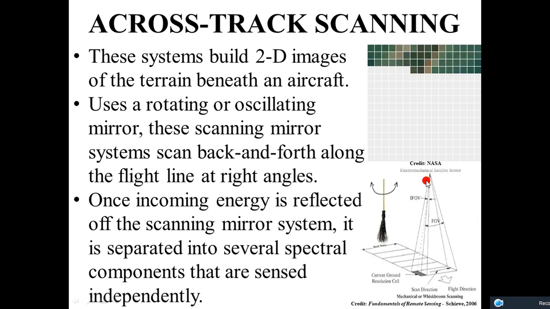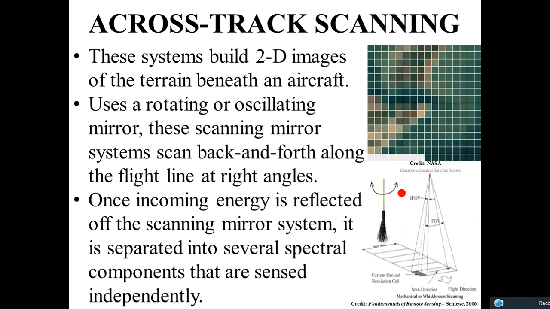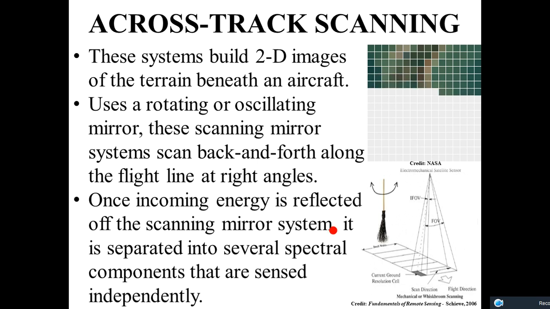So here is the oscillating mirror. These are the scanning mirror systems, which scan back and forth along the flight line at right angles. This is very effectively shown in R.P. Gupta. You can see it from there also. When I discuss the content in the book, I'll discuss it at that time. So this is what a cross track scanner is like. It is also known as a whisk broom scanner, depending upon the way it works. So cross track scanners are also known as whisk broom scanners.